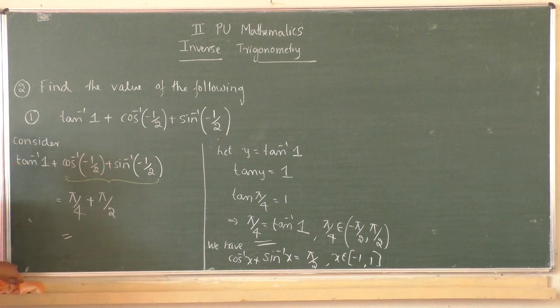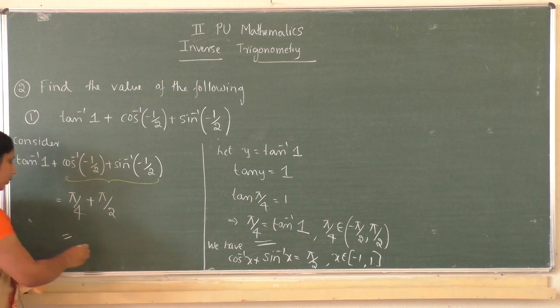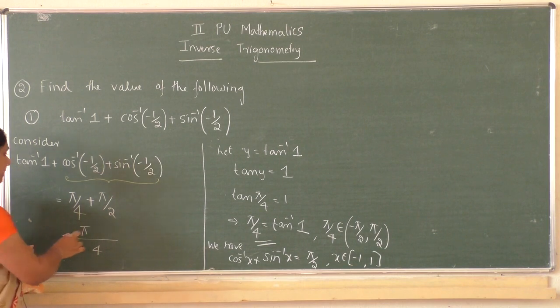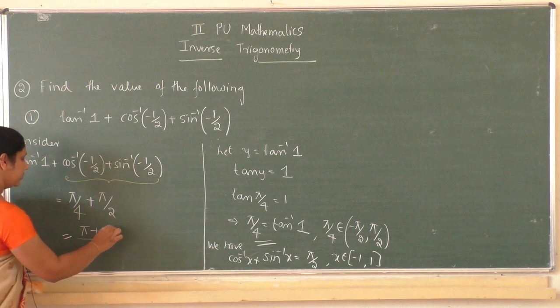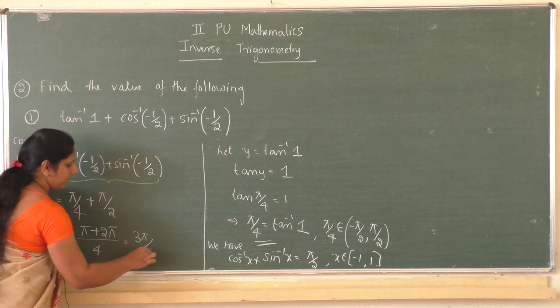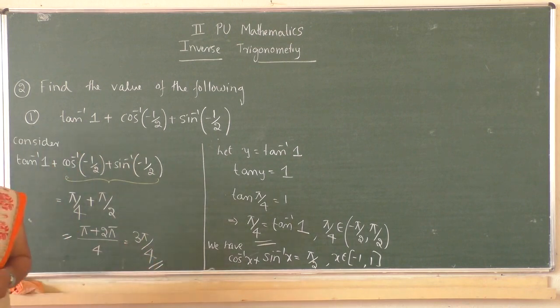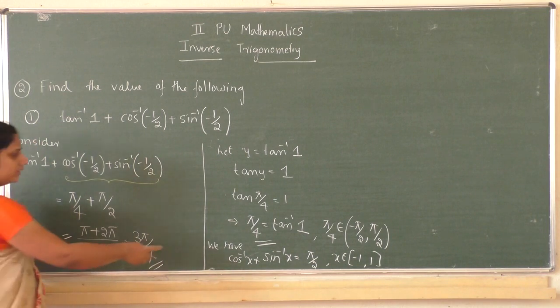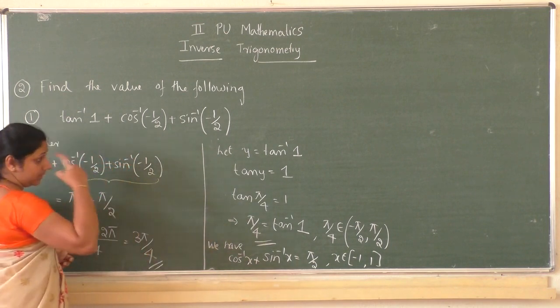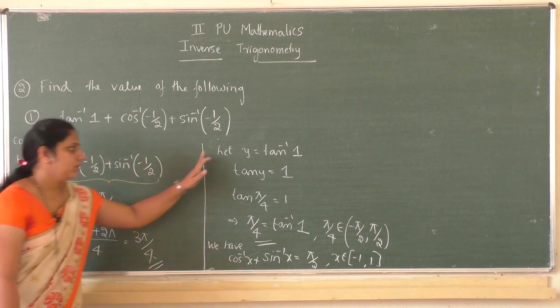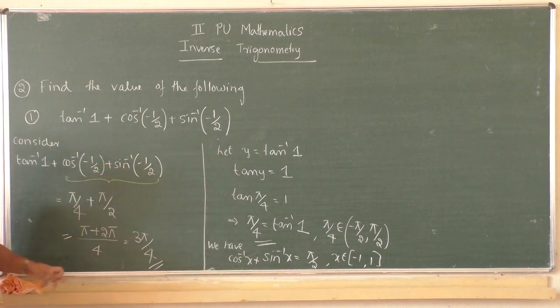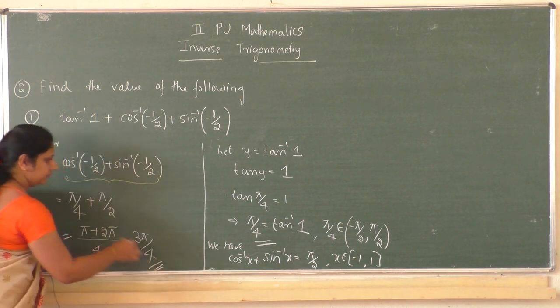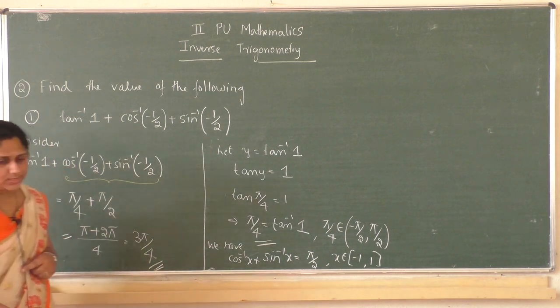Now simplify this. That is pi by 4 plus pi by 2. 4 is the common denominator, and here it is pi, and here is 2 pi. That is 3 pi by 4. So this is the required value of the following question. So you have to write this method, this step also. First do this, then do this. So this is the first question.